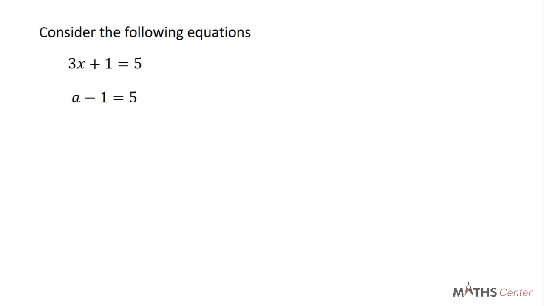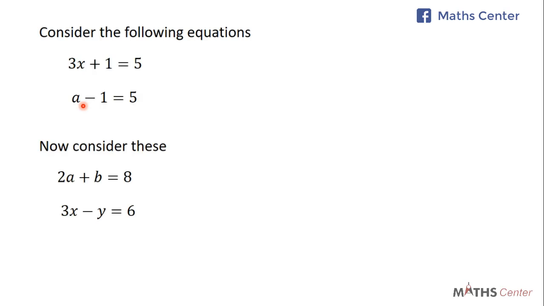Let's consider the following equations. The first one is 3x plus 1 is equal to 5. And the second one is a minus 1 is equal to 5. In the video on Introduction to Linear Equations, we saw that these equations are linear, and we learned how to solve these types of equations. We know that from here, all you need to do in order to find x in the first case or a in the second case is to group like terms and then you simplify.